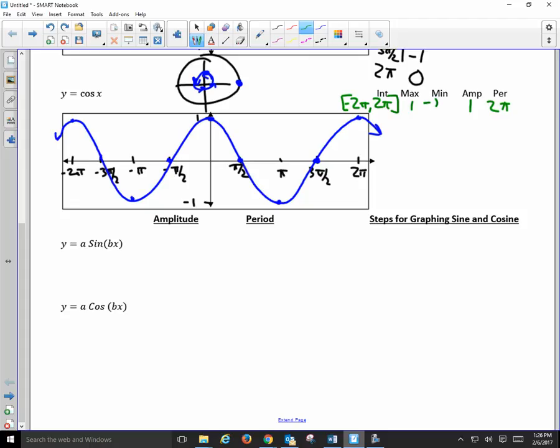The way that we determine the amplitude is we look at the value of a in front of the function, and we take the absolute value of it. So the amplitude is always positive, and it's the absolute value of the constant in front. Same thing for cosine. The period will be 2 pi, but we then divide it by the b value. And you'll see why that is in a little bit. 2 pi divided by b.